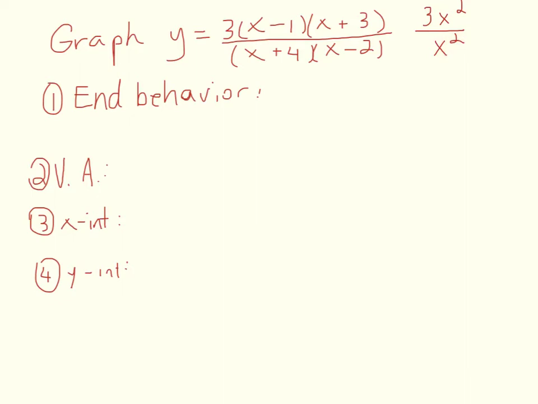Since the degree of the top is the same as the degree of the bottom, the horizontal asymptote is the ratio of the leading coefficients, or 3 divided by 1.